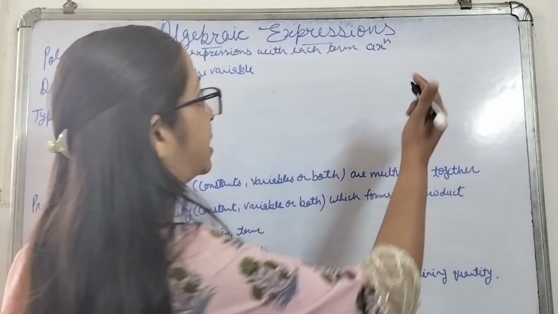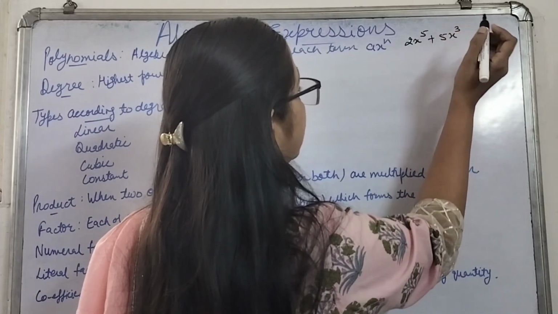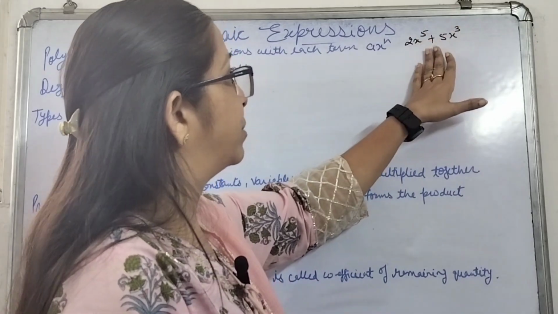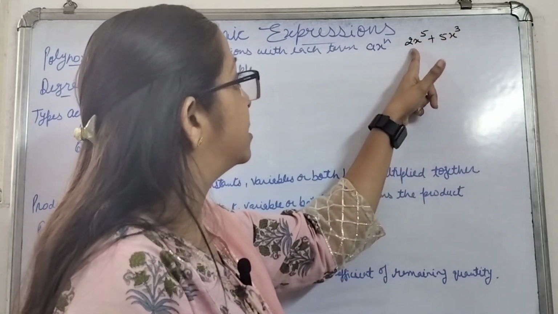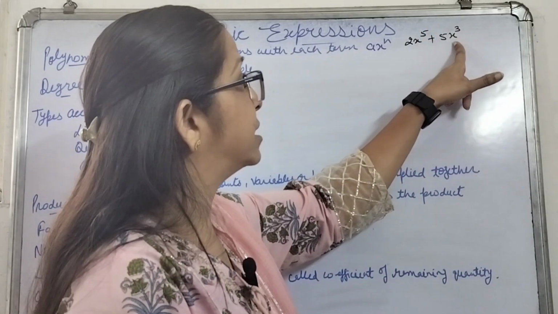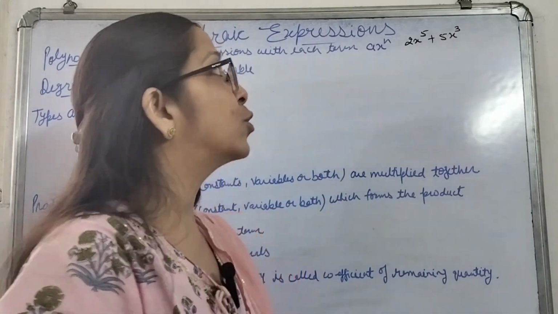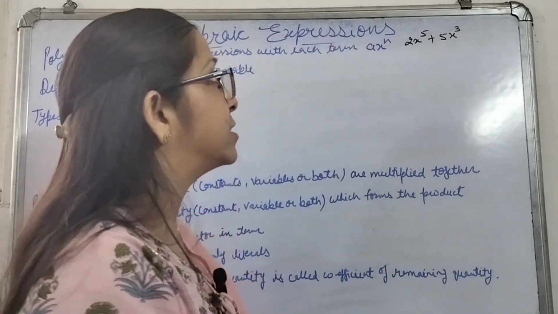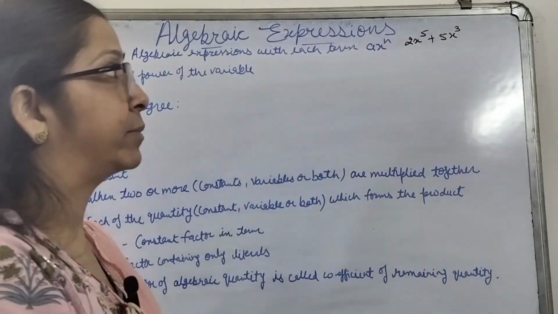Like if I take an example, 2x raised to the power 5 plus 5x raised to the power 3. In this algebraic expression there are two terms. This is one term, this is another term. In this term, the power of x is 5, which is a whole number. In this term, the power or the exponent of x is 3, which is even a whole number. So whenever we have the power or the exponent of the variable as whole numbers, then such algebraic expressions are known as polynomials.